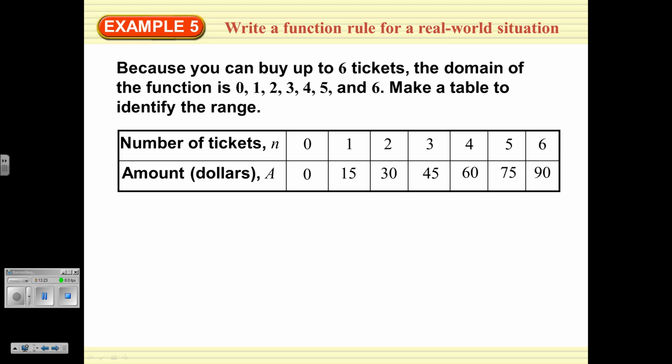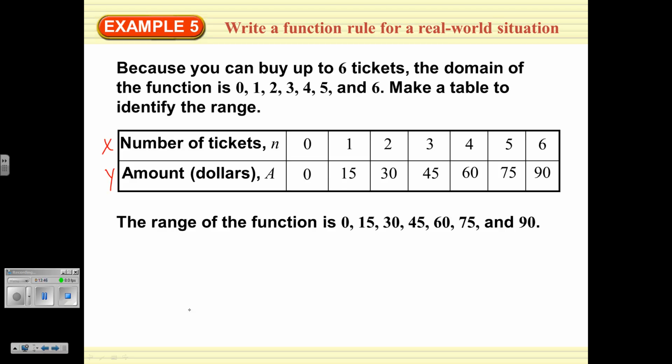So here we go. Number of tickets N is the X, or the independent, and the amount in dollars is the Y, or the dependent. So here is our table. 0 tickets obviously would cost $0. Now, let's identify the range. We've already gotten the domain, so now we can identify the range. And the range is just the Y values: 0, 15, 30, 45, 60, 75, and 90. Okay? Hopefully that makes some sense to you.